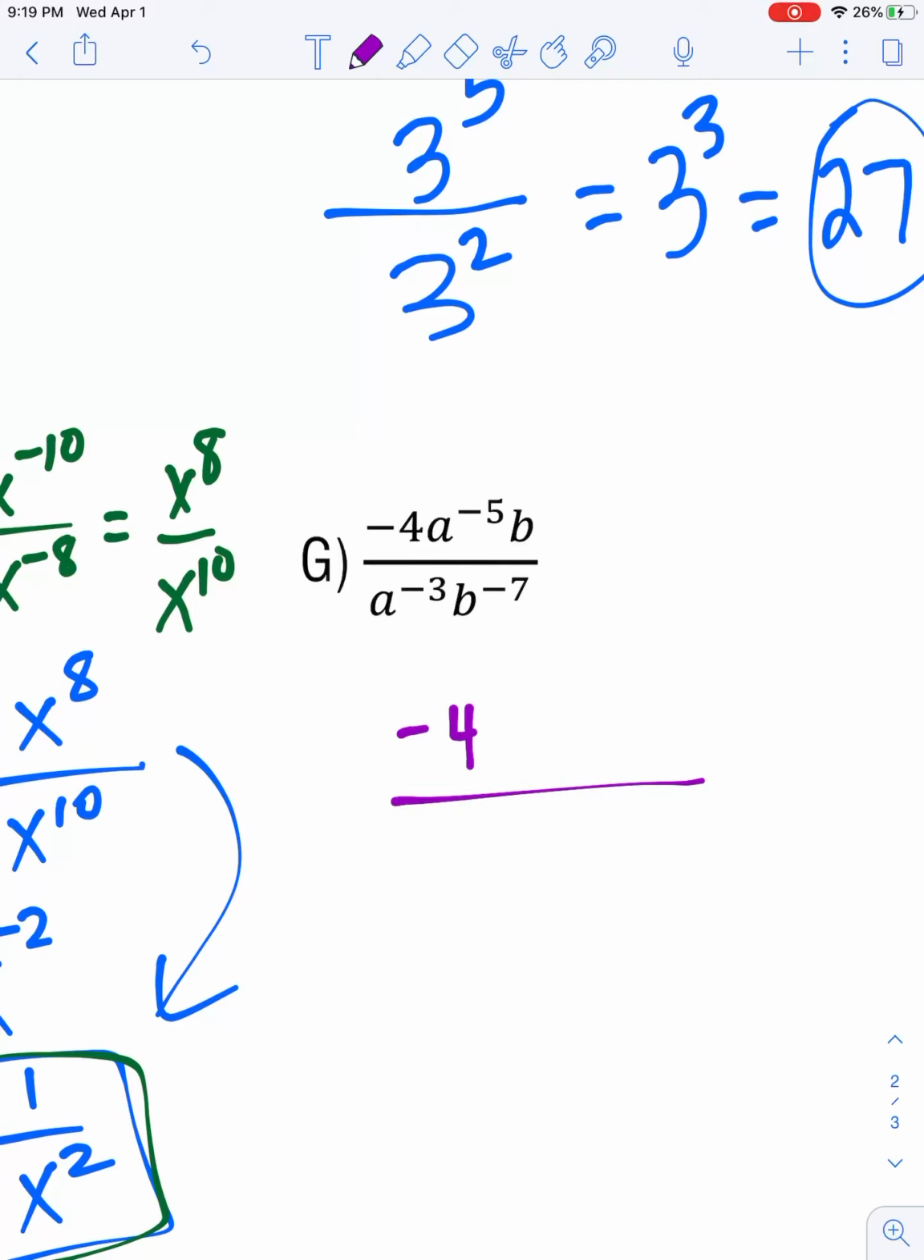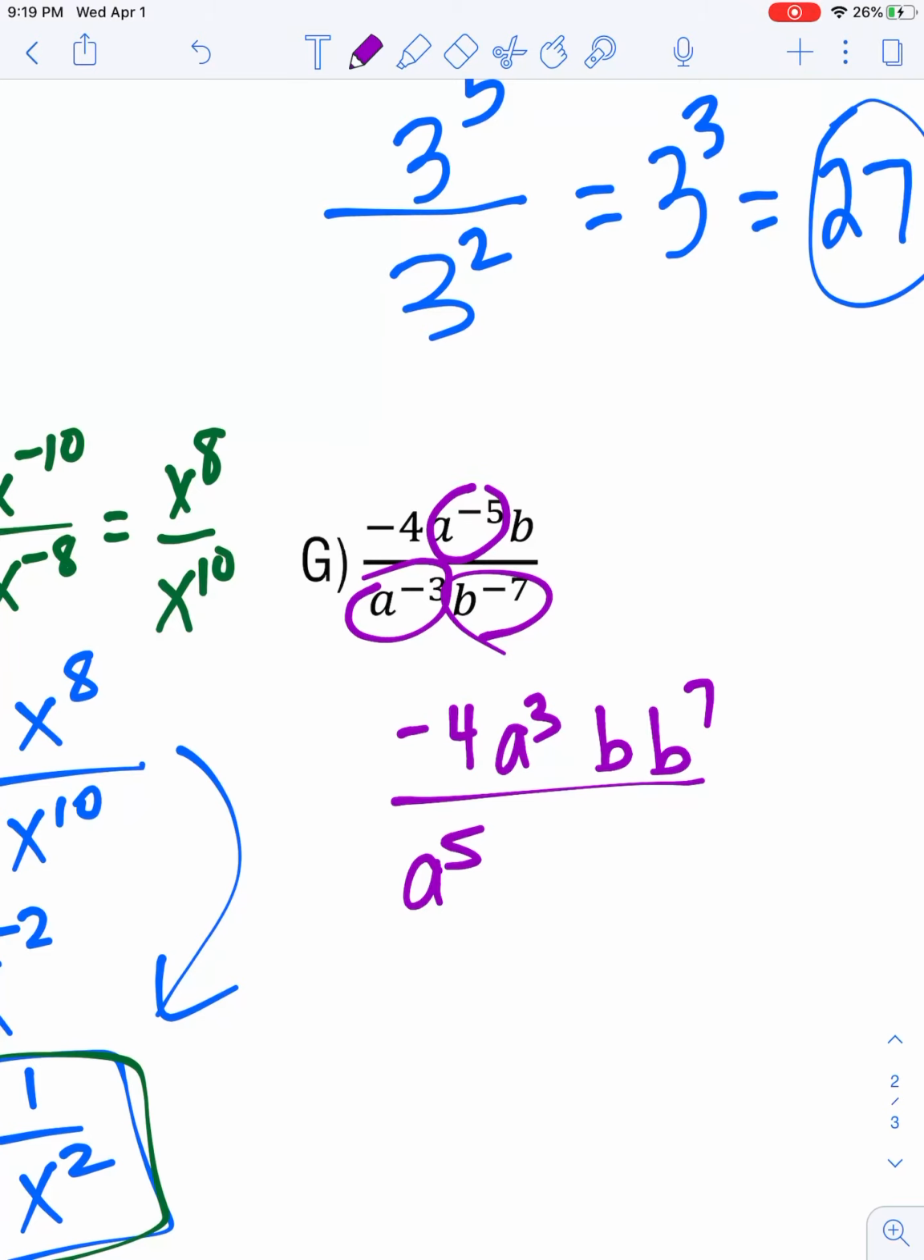And let's start by getting rid of the negative exponents. So a to the negative 5 will move to the bottom, make it positive. The b is going to stay where it is. A to the negative 3, I'll move to the top, make it positive. B to the negative 7, I move to the top, make it positive.